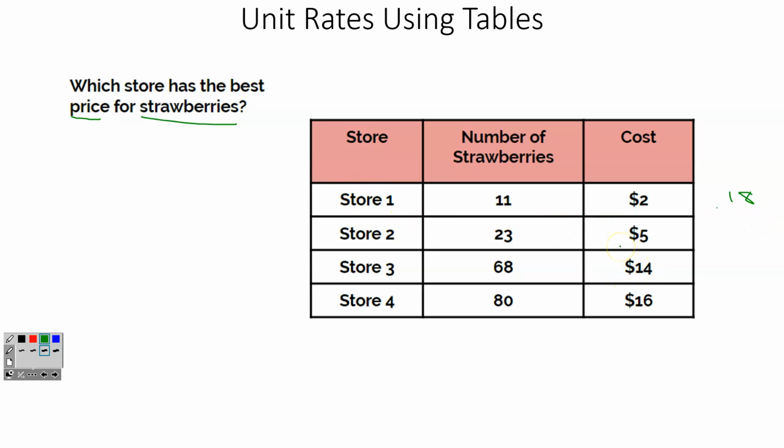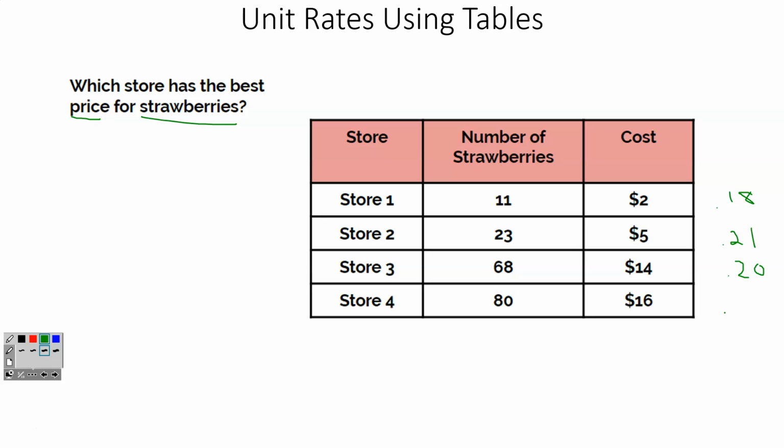I would do the same thing for store 2, 5 divided by 23. It's going to give me, again, a long decimal, so I'm just going to use the first couple numbers, 0.21. Store 3, I'm going to do 14 divided by 68. That's going to come up with 0.20.